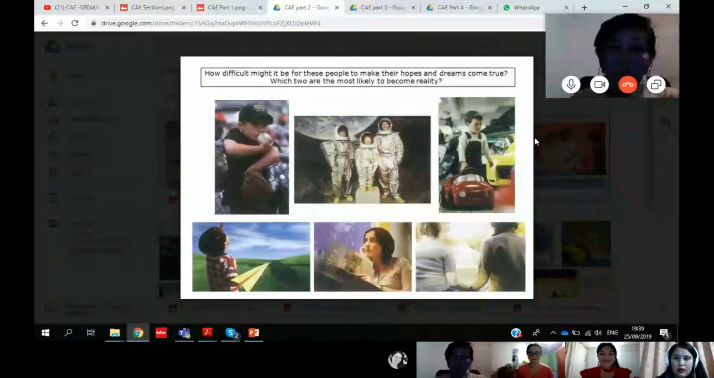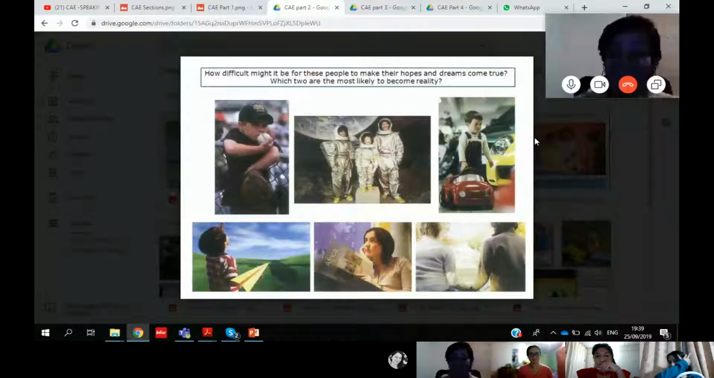How difficult might it be for these people to make their hopes come true? I think nothing is difficult. For example, the first little kid. Now I can see it well. It's going to be difficult for him because he wants to play something, but he cannot do it. He's not part of a team. In the second picture, I can see people who already did it.